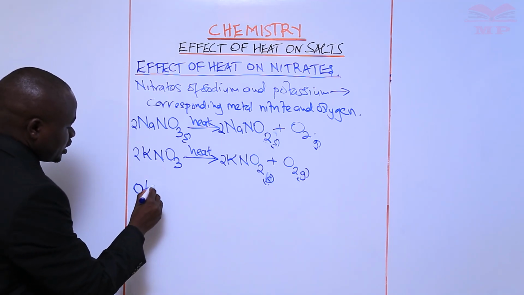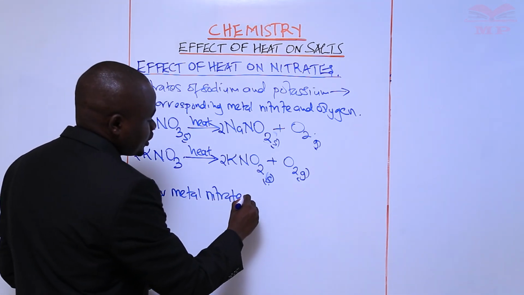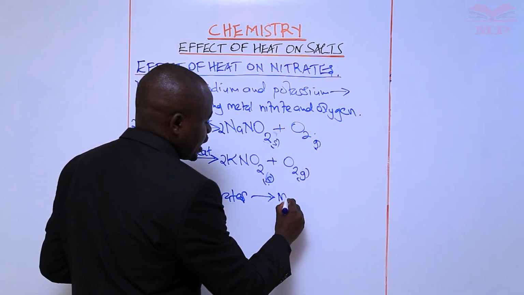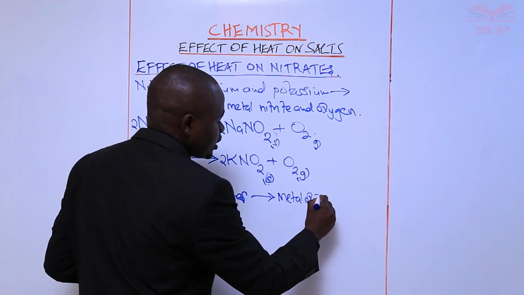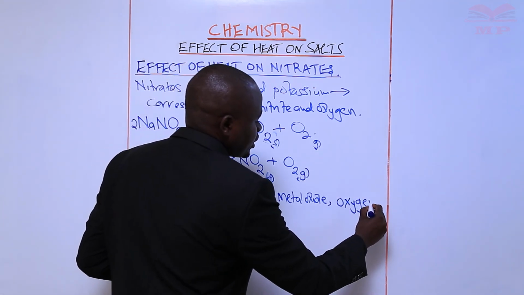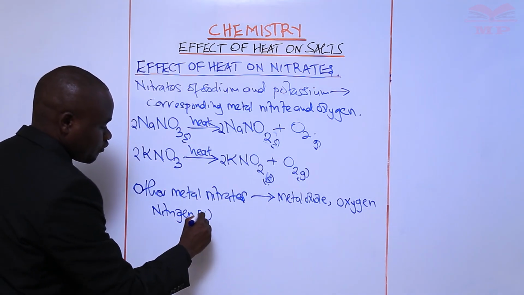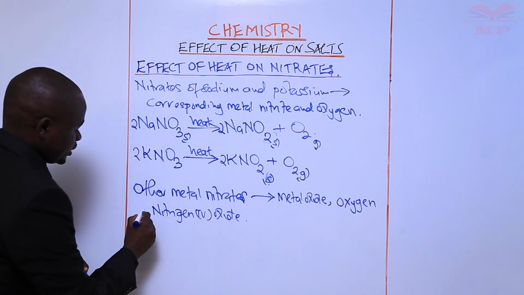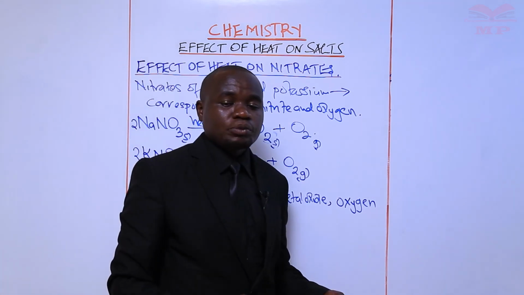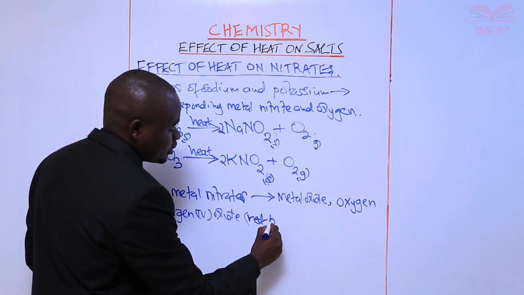So we are saying this, that the other metal nitrates decompose on heating to produce the corresponding metal oxide. Another product is oxygen gas, and the other product is nitrogen 4 oxide gas. This gas can be seen from the fact that it is colored. It's a colored gas, and the gas is red-brown in color.